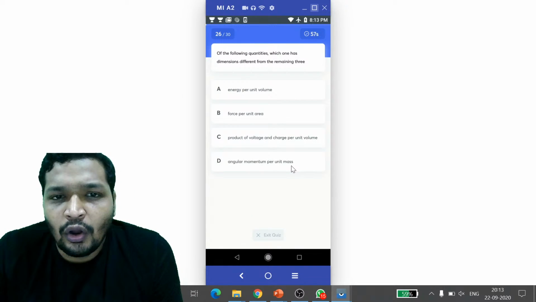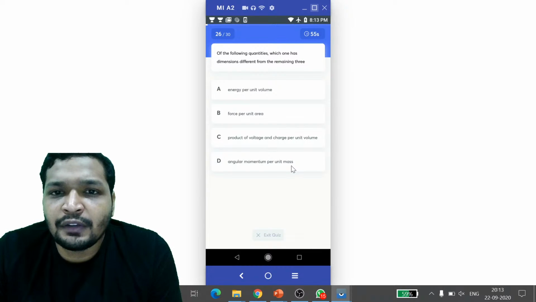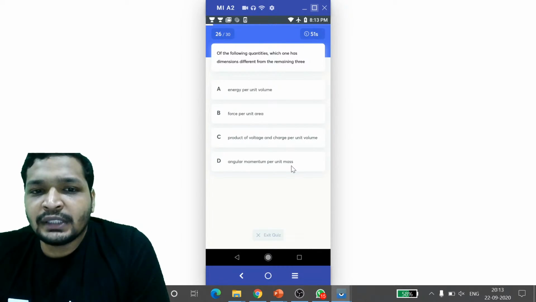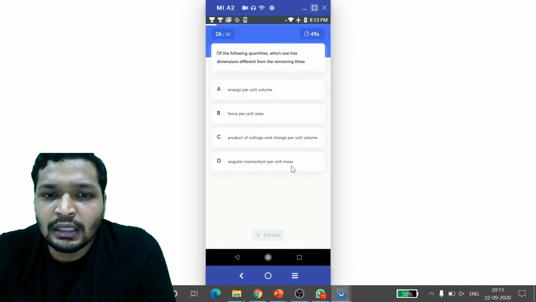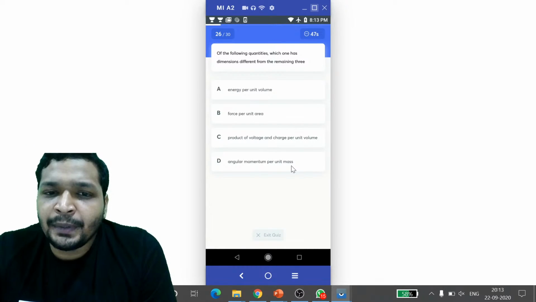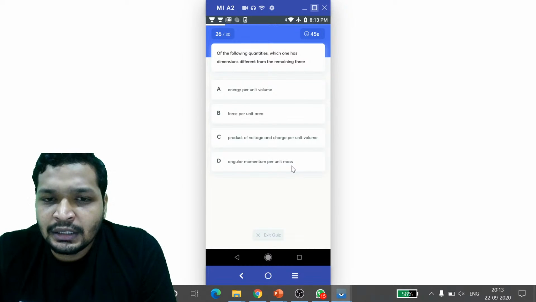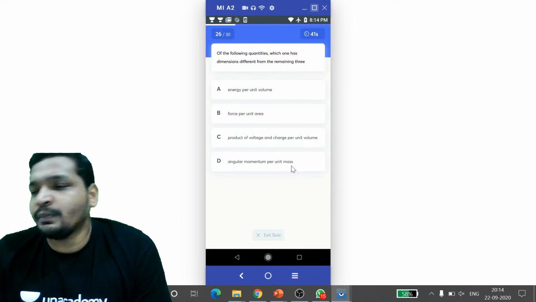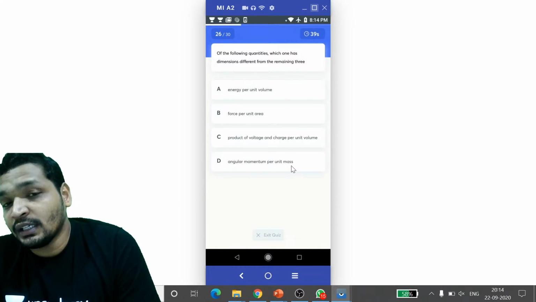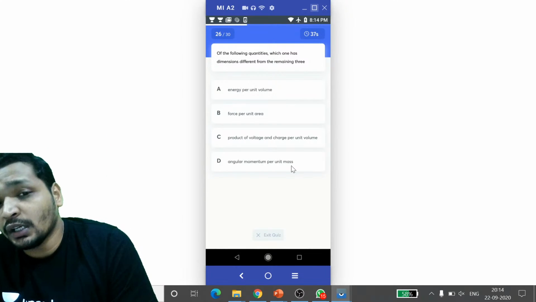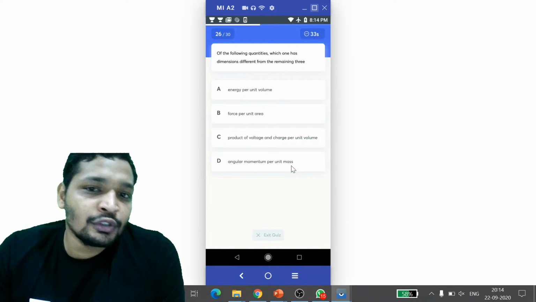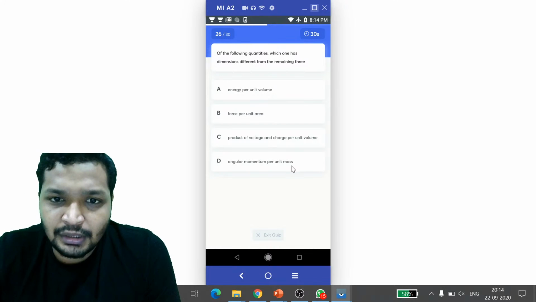And of the following, which has dimensions different from the remaining 3? So that means basically 3 would have the same dimensions. Carefully look at it. So it is energy per unit volume, that is energy density. Force per unit area, both have the same one, because energy has the same dimensions as work done, which is force and displacement. Hence energy per unit volume and force per unit area are going to have the same dimensions.